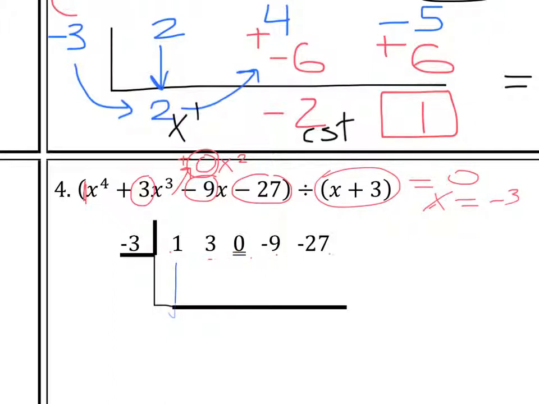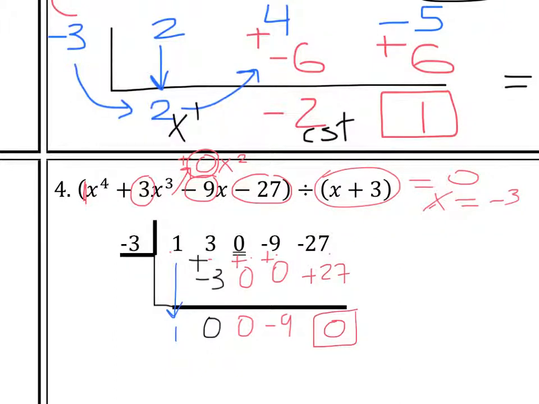Now, just like we did before, we bring 1 down. Negative 3 times 1 is a negative 3. If you add these two, 3 and negative 3, that's going to be a 0. Negative 3 times 0 is a 0. If you add 0 and 0, you get a 0. Negative 3 times 0 is another 0. You add these, you get negative 9. Negative 3 times negative 9 is a 27. You add these two, you get a 0. That's going to be your remainder.